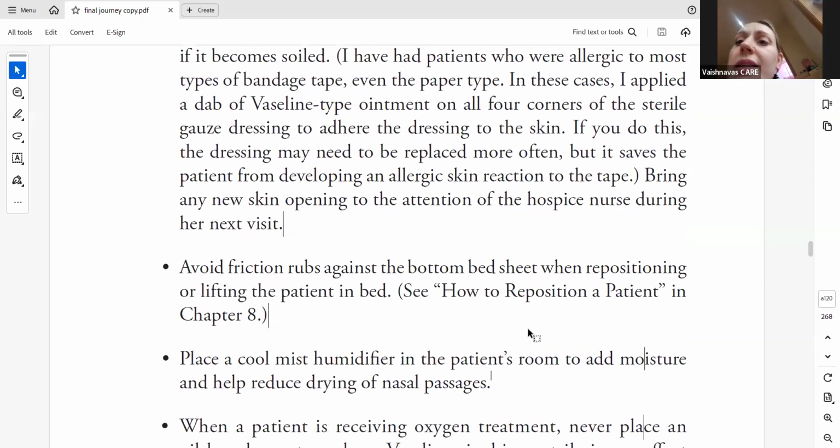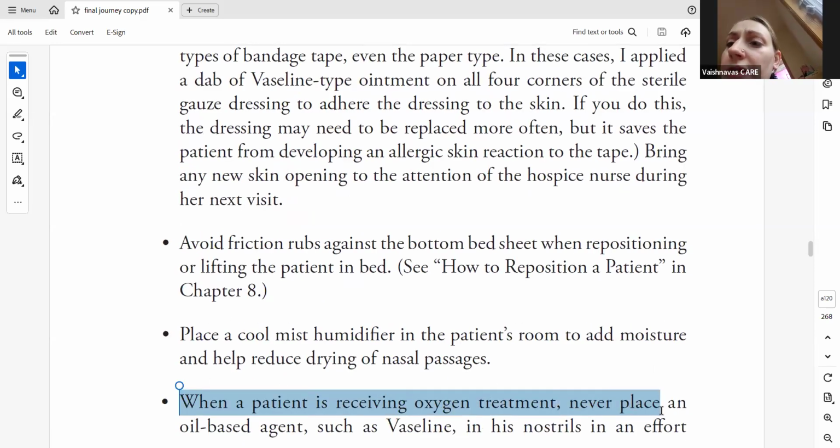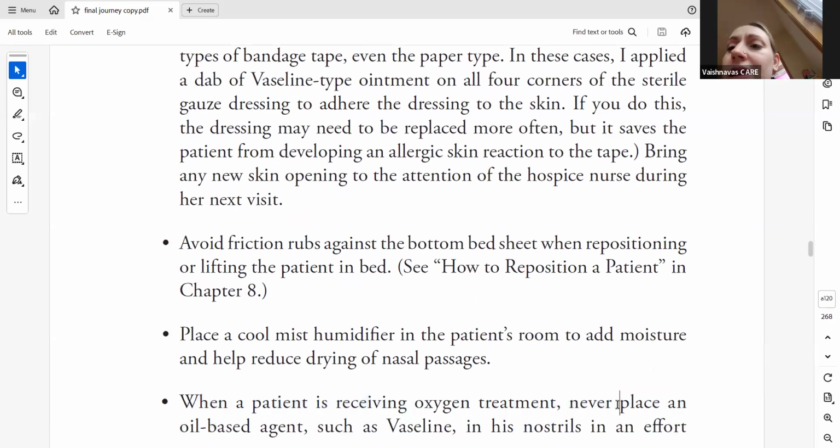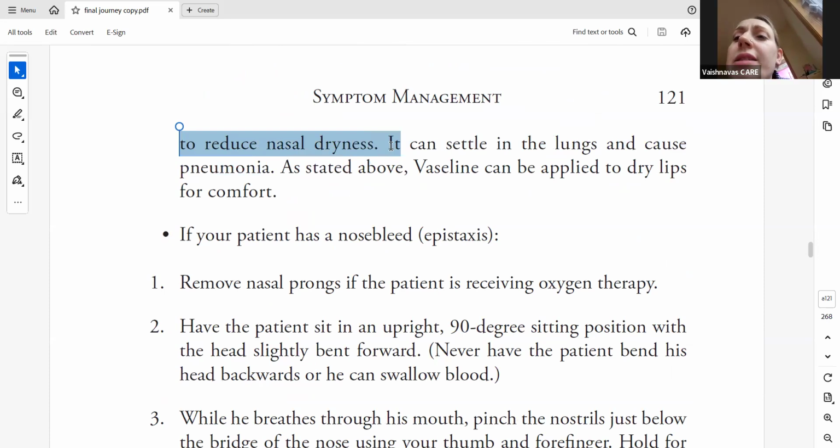Avoid friction against the bottom bed sheet when repositioning or lifting the patient in bed. See how to reposition a patient in Chapter 8. Place a cool mist humidifier in the patient's room to add moisture and help reduce drying of nasal passages. When a patient is receiving oxygen treatment, never place an oil-based agent such as Vaseline in his nostrils in an effort to reduce nasal dryness. It can settle in the lungs and cause pneumonia. As stated above, Vaseline can be applied to dry lips for comfort.